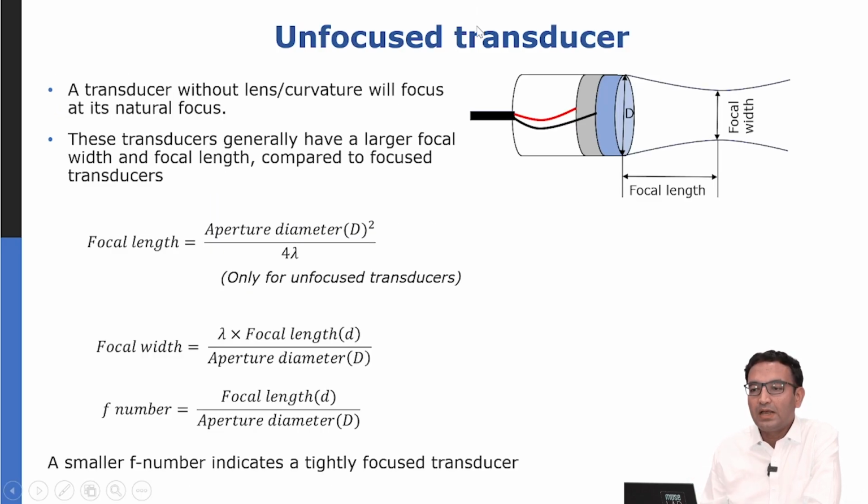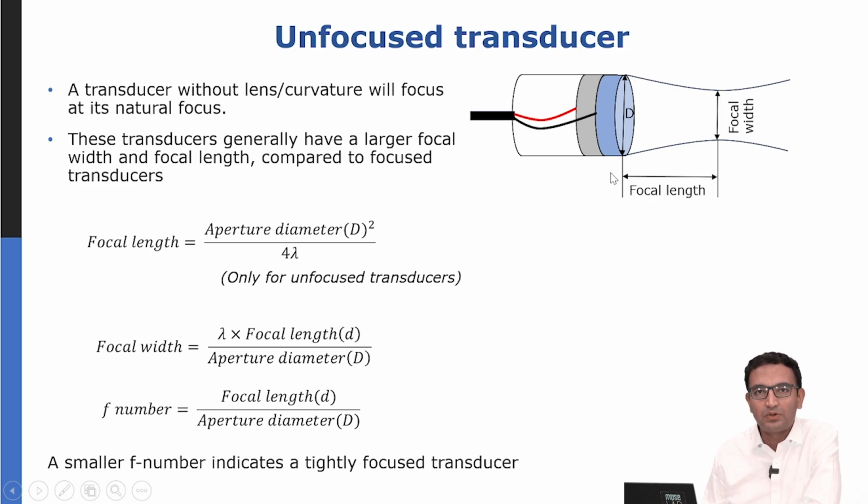Now, what if the transducer is unfocused? Essentially, it does not have a lens, right? Then we can call a transducer unfocused. So neither does it have a lens, nor does it have a concave geometry to provide focusing. However, this is an extended aperture, so it will have a natural focus. Although it will not be a very sharp focus, this is not a point source. So this is a directed source.